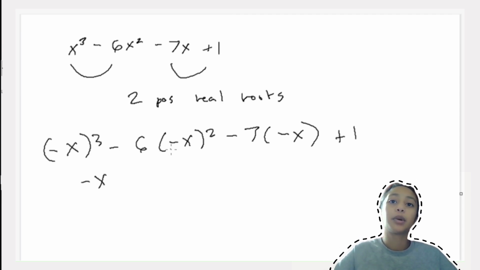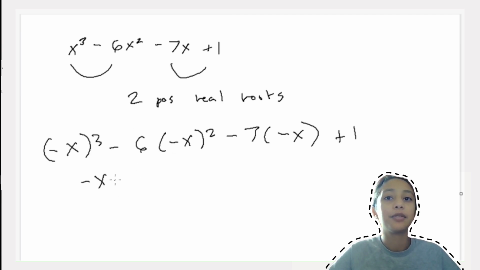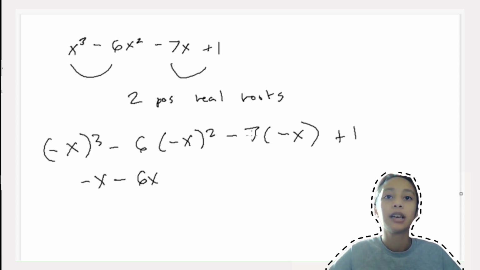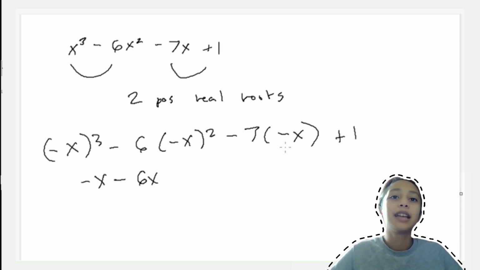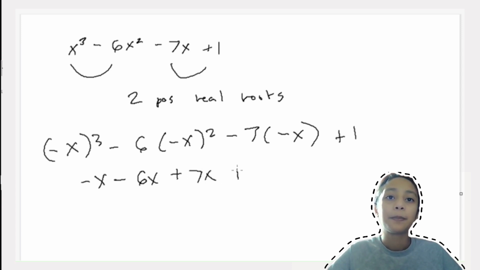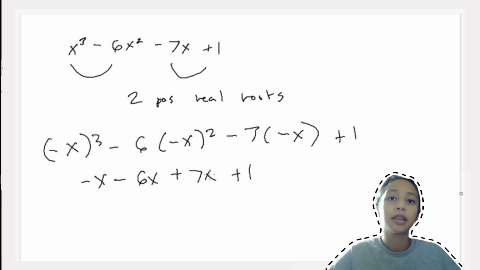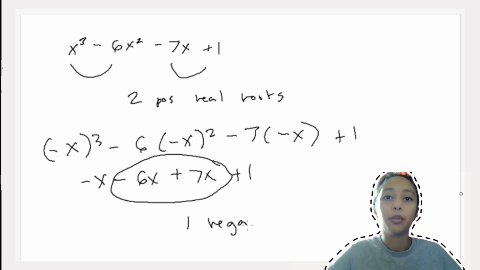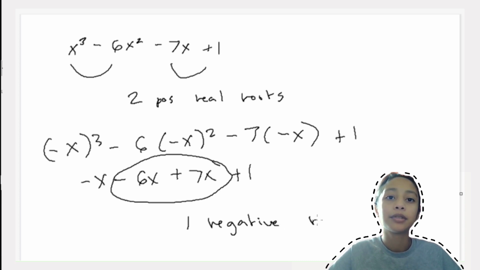Negative x squared is positive. Positive into negative is negative, so that'll be negative 6x. And negative 7 times negative x is positive 7x plus 1. So the only differences we have here is negative 6x plus 7x. So that'll be one negative real root.